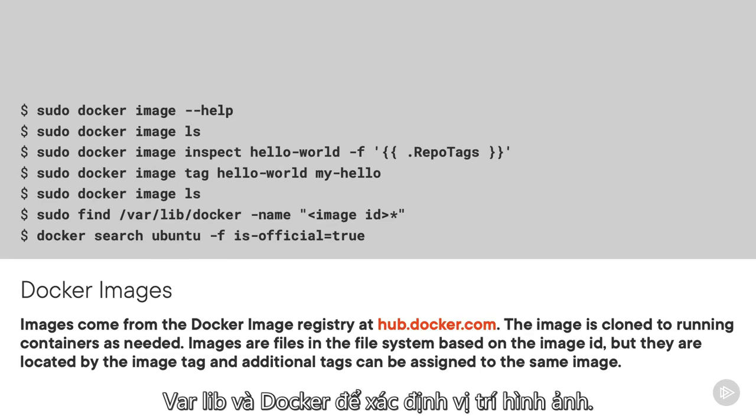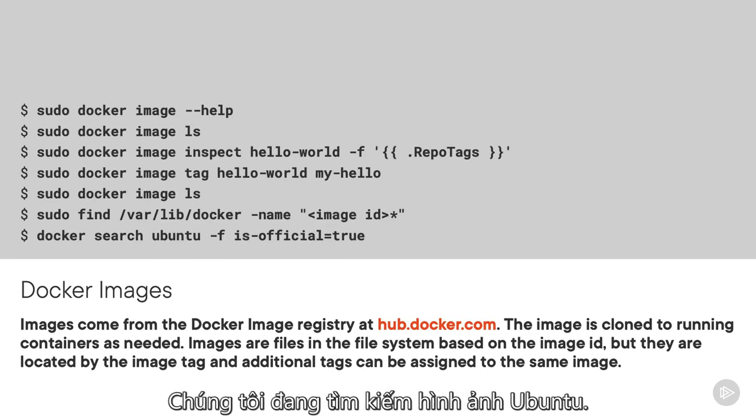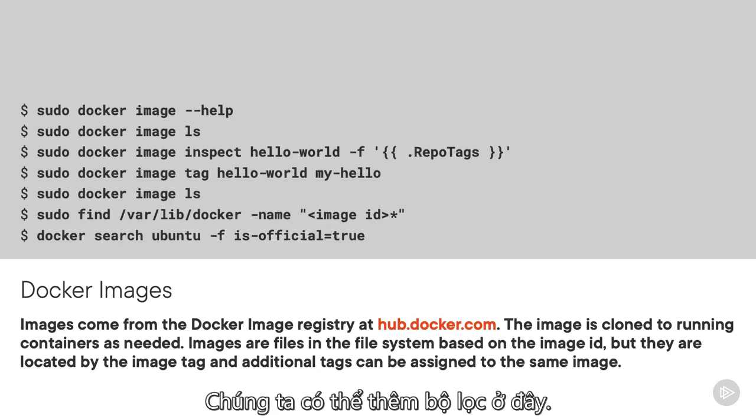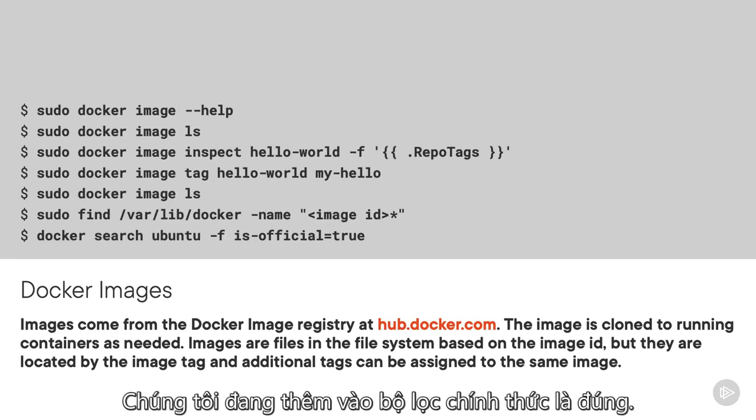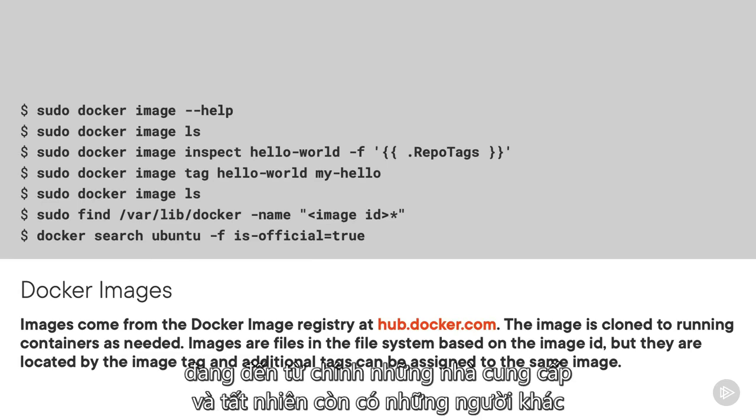To locate images, we can use the Docker search command. Here we're looking for the Ubuntu image. We can add on filters. Here we're adding in the filter is official equals true. So of course we're only going to be displayed official images that are coming from the vendors themselves.